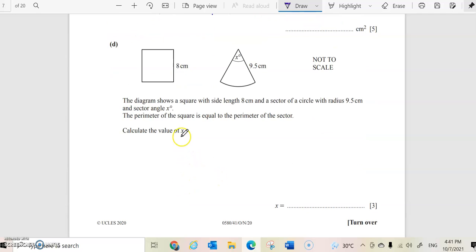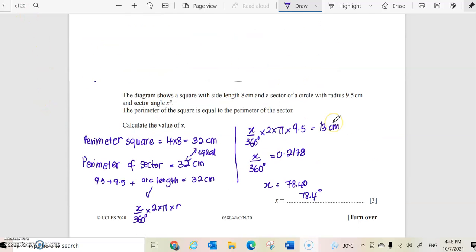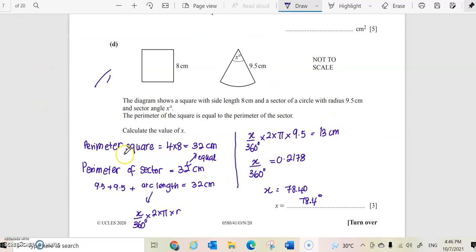The diagram shows a square with side length of 8 centimeter and a sector of a circle with a radius of 9.5 centimeter and a sector angle x degrees. The perimeter of the square is equal to the perimeter of the sector. Calculate the value of x. For this question, we first find the perimeter of the square. So the perimeter of the square is 32 centimeter, 8 plus 8 plus 8 plus 8, or 8 times 4.